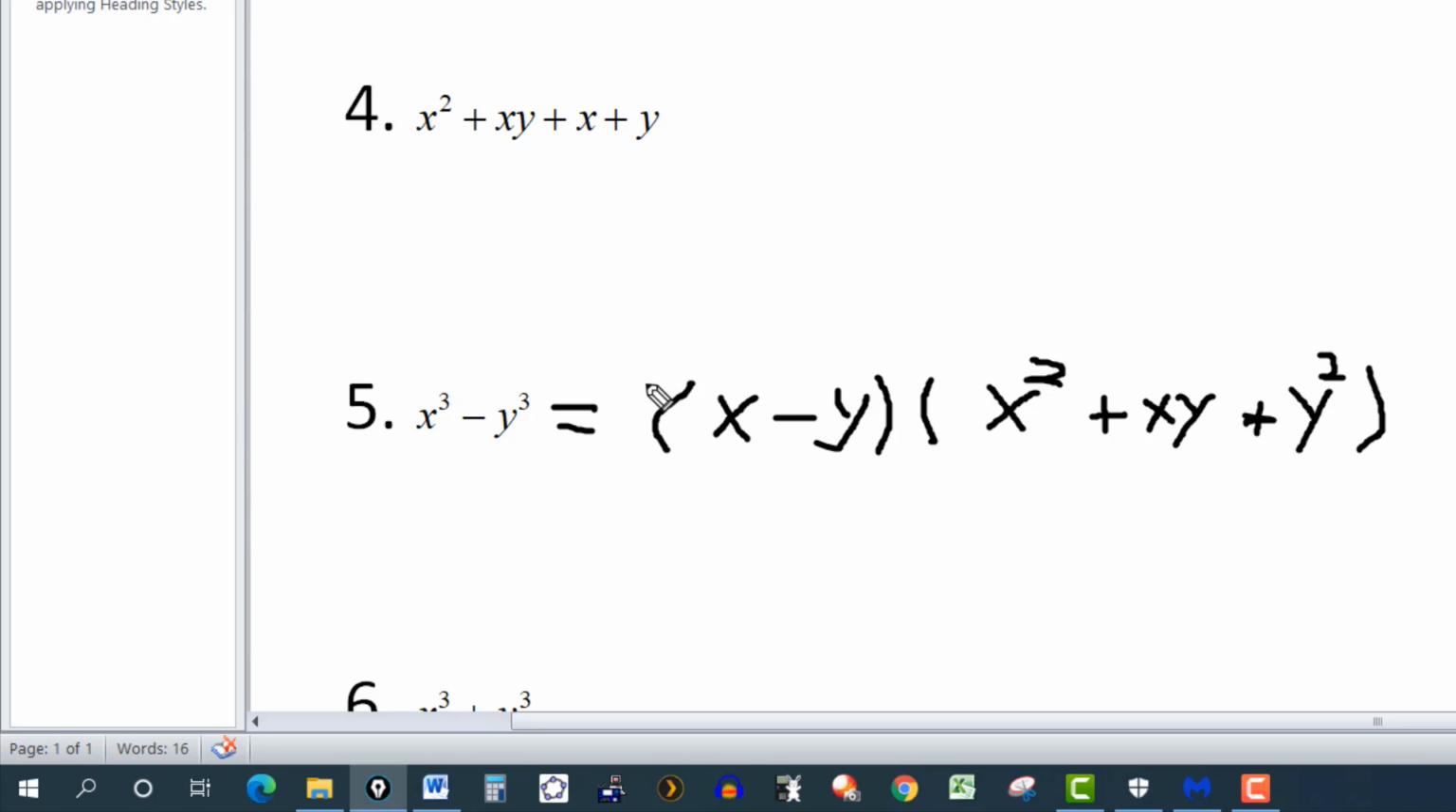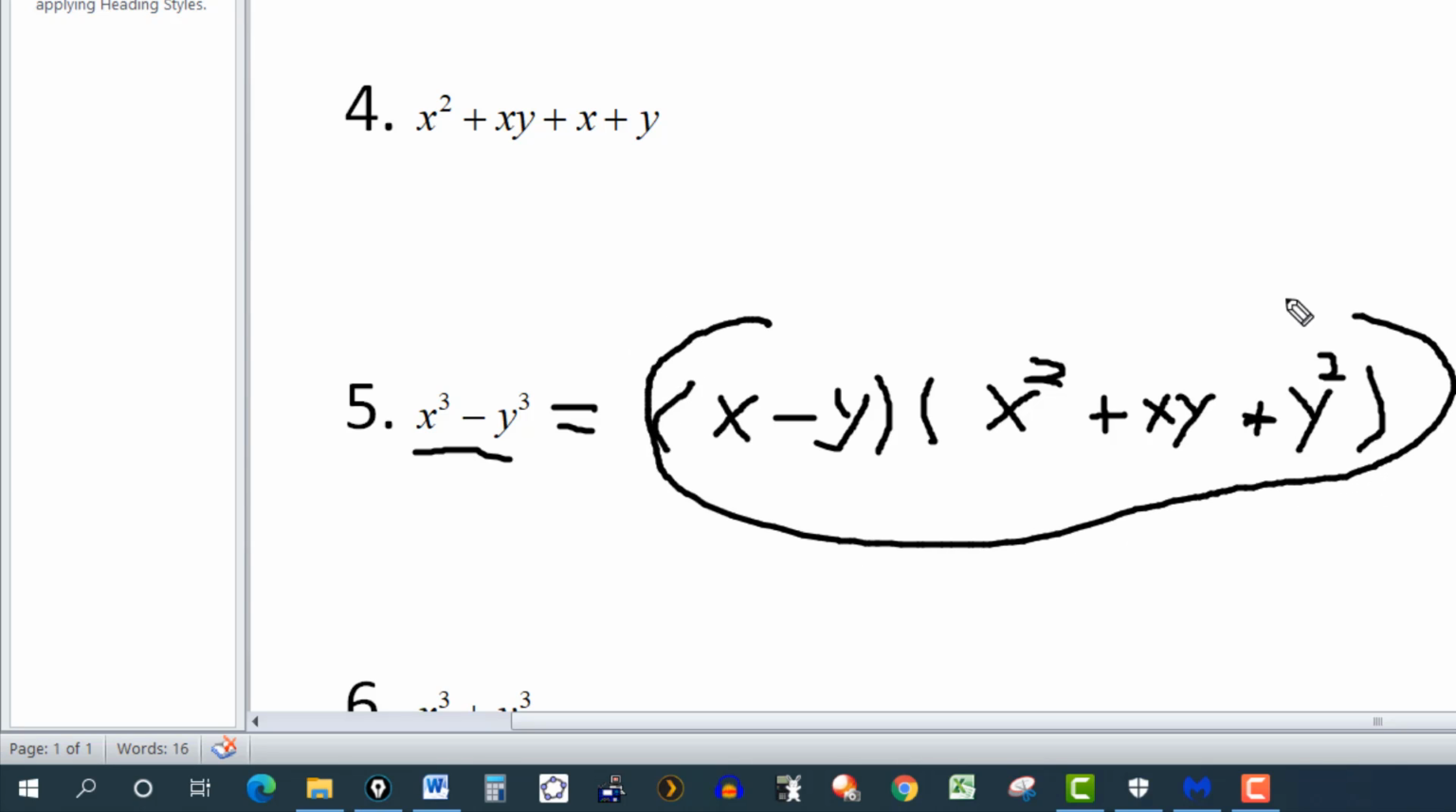Now if you would multiply this out, x times x squared, x times xy, x times y to the second, and then minus y times x squared, minus y times xy, and then minus y times y to the second, and then combine your terms, you'll get this answer over here. That's how you can check it. But this is the factored form for this particular problem. Now sometimes you might have a common factor. Take out the common factor and then you look at the difference. If it's a difference of cubes, you apply this formula again. So let's clear this.